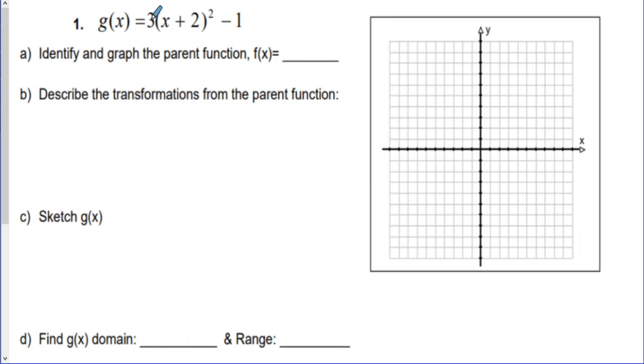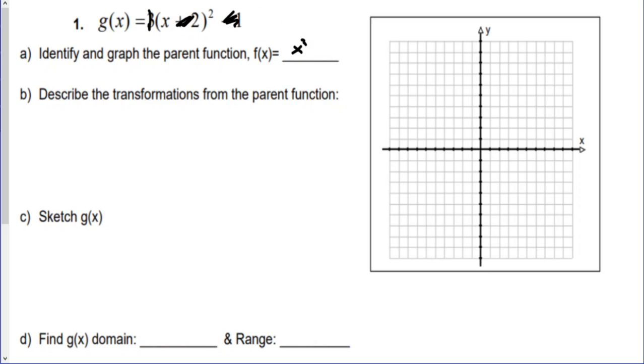We can identify the parent function, remember, by just saying what is the kind of operation that's happening on x if we get rid of all of the add, subtract, multiply, divide stuff. So if I get rid of this 3 and this 2 and this minus 1, all I'm left with is the x and the squared, and that's the parent function. y equals x squared.